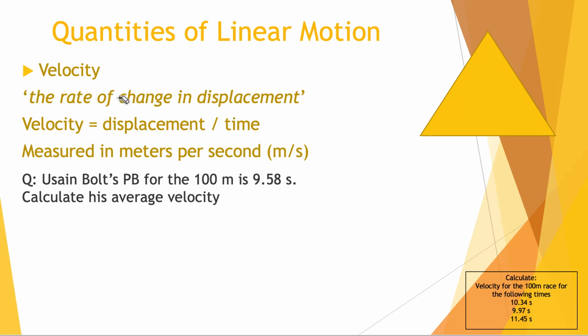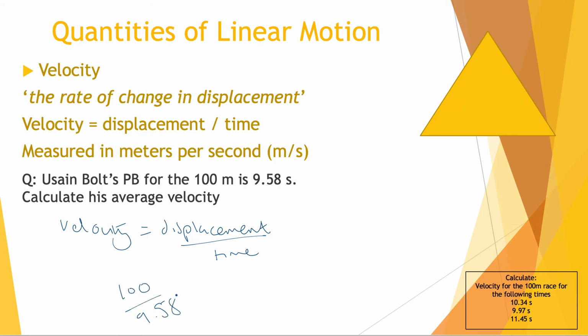Okay, so velocity this time then. The rate of change in displacement. Usain Bolt's PB for the 100 metres is 9.58 seconds, calculate his average velocity. So velocity equals displacement over time. His displacement is 100 meters, his time is 9.58 seconds, and so his velocity is 10.43 meters per second.